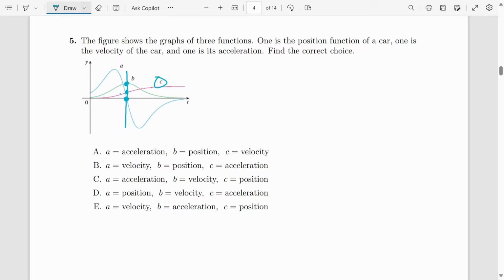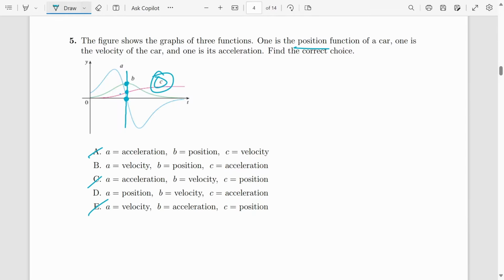Well, if we think about function C, it has an inflection point at that point, which means C is the second derivative of the original function. That's how we find inflection points. We take the second derivative. And since acceleration is the second derivative of position, I'm going to hedge a bet that function C is the acceleration function. So one of these, either B or D. So cross out those three.